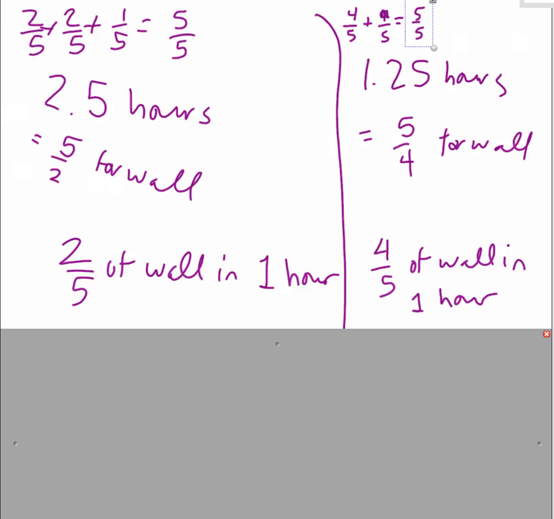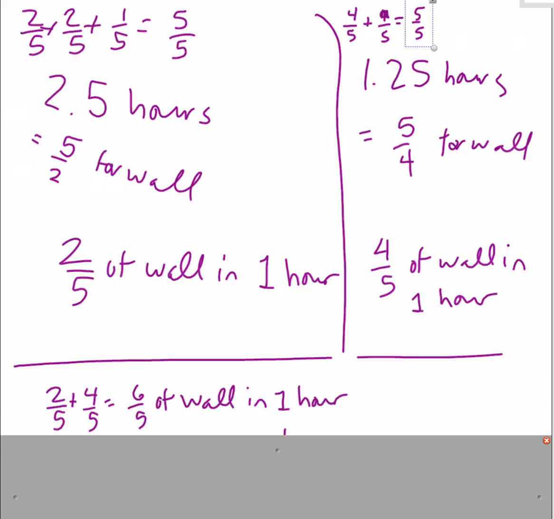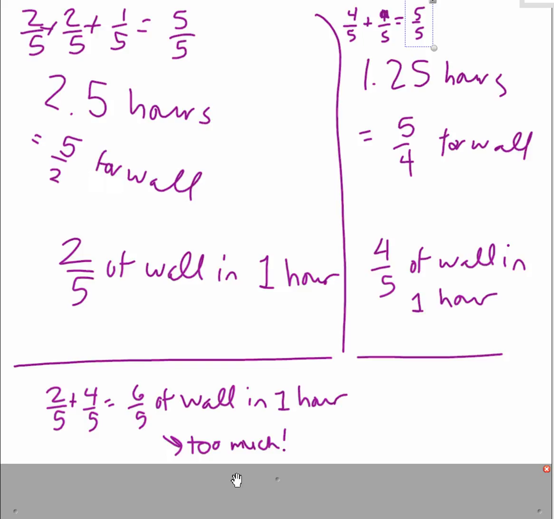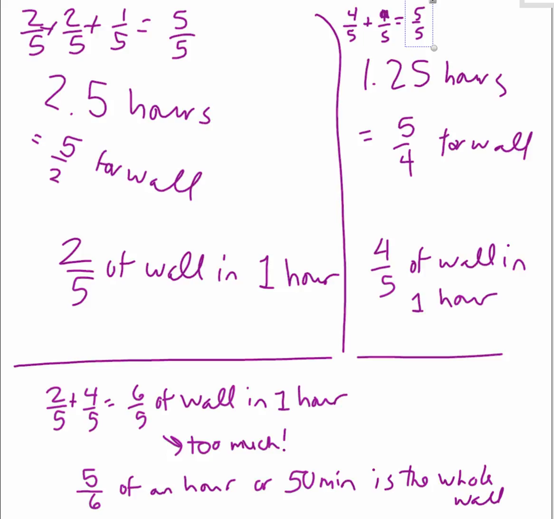So now we look at, well, combined, what can they do? Well, combined, they can do 2/5 plus 4/5 in an hour. They'll get 6/5 of the wall completed in 1 hour. But that's too much. So what would it be for 5/5 of the wall? Well, all you need to do is divide the hour by 6 and times by 5, and you'll get 5/6 of an hour, or 50 minutes, to do the whole wall. And so that's how you do that last question. It is quite a challenging one, although it is a common question for contests and things like that.